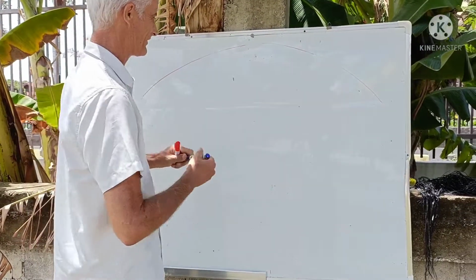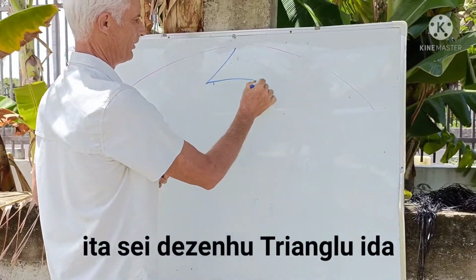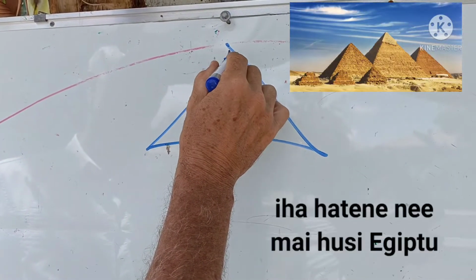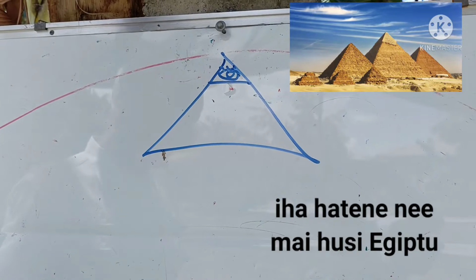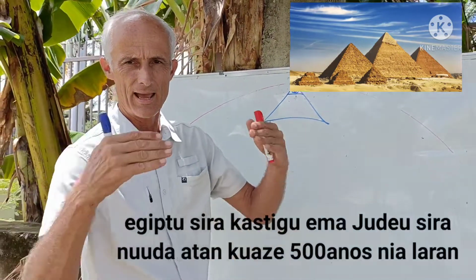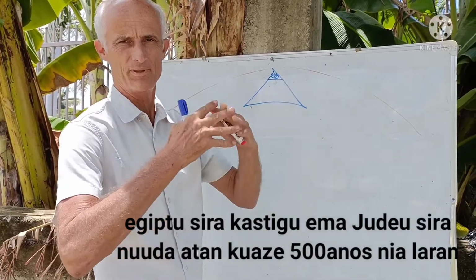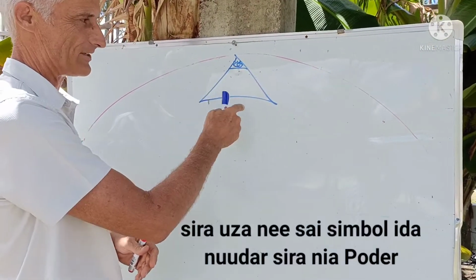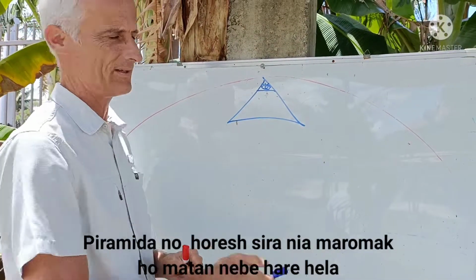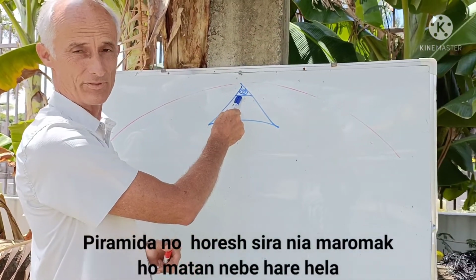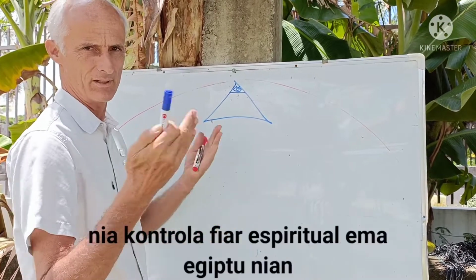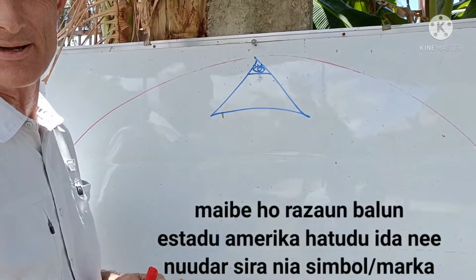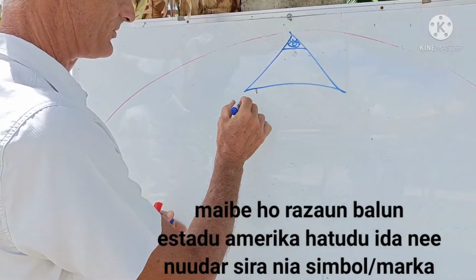And so we will take the triangle, the normal triangle, the all-seeing eye, and we know that this comes from Egypt. And from the Bible, we know that Egypt captured God's people, kept them in slavery for almost 500 years. They used this as the symbol of their power. The pyramid, Horus was the god with the all-seeing eye, and he controlled the spiritualism of Egypt. But for some reason, the American government chose this as their symbol.